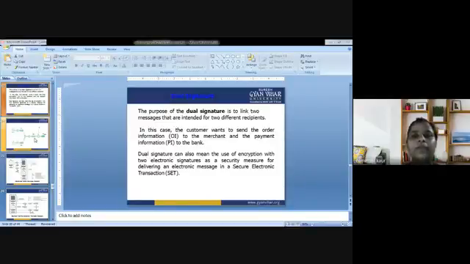The main procedure that we intend to encounter in SET is dual signature. So the purpose is to link two messages that are intended for two different recipients.